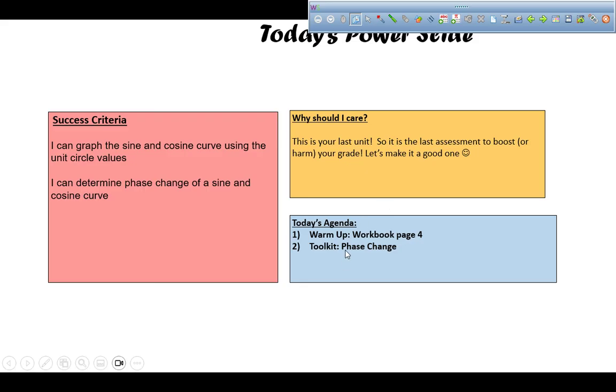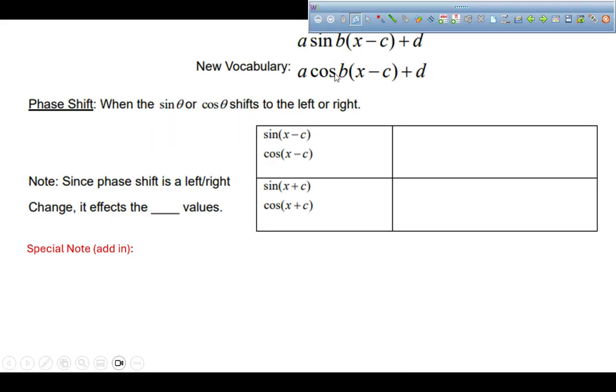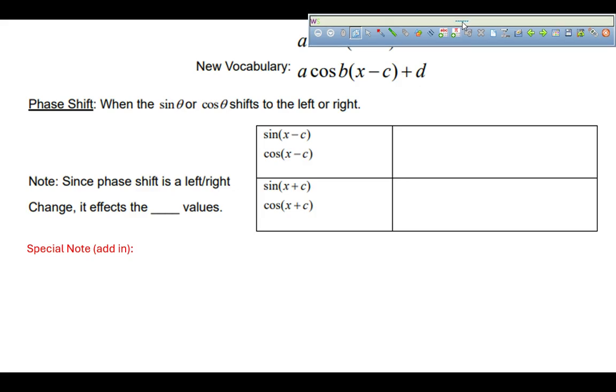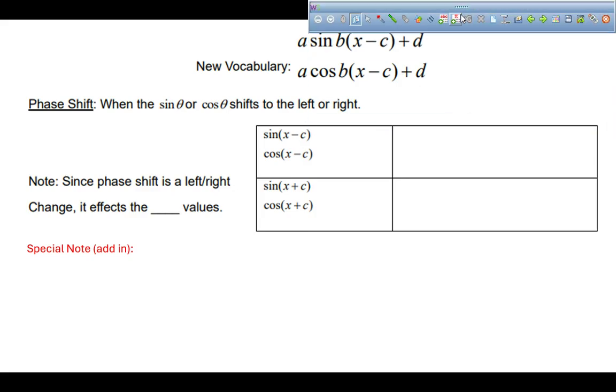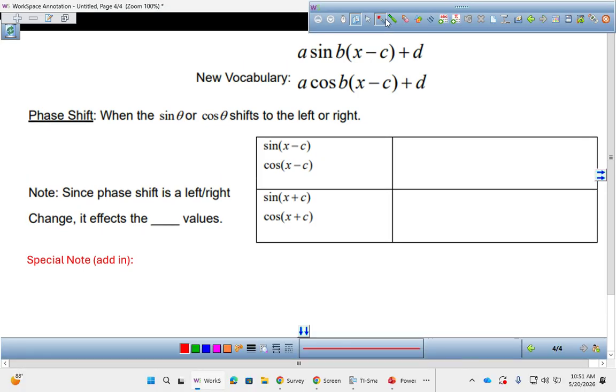And we're going to do this in our toolkits. All right, so in your toolkit, I think this is page 4, maybe. It says phase shift.